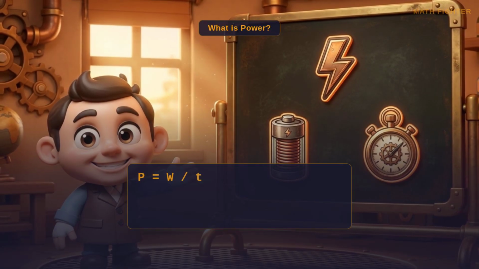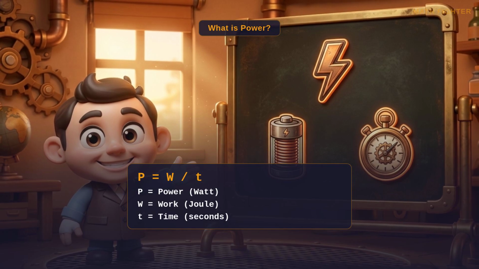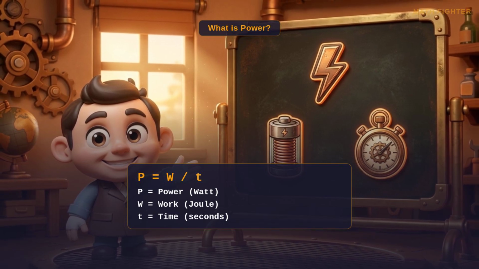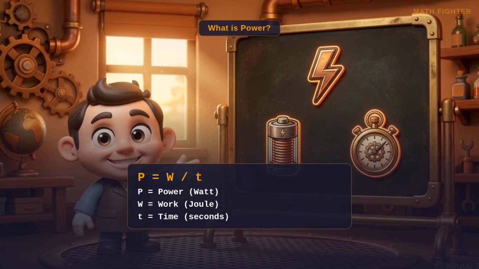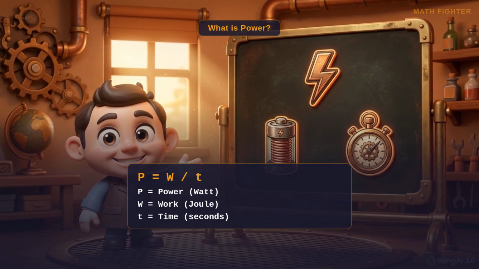First up, power. Power tells you how fast work gets done. The formula is simple. P equals W divided by T. P is power, measured in watts. W is work, measured in joules. And T is time, measured in seconds. So if a machine does more work in less time, it's more powerful.